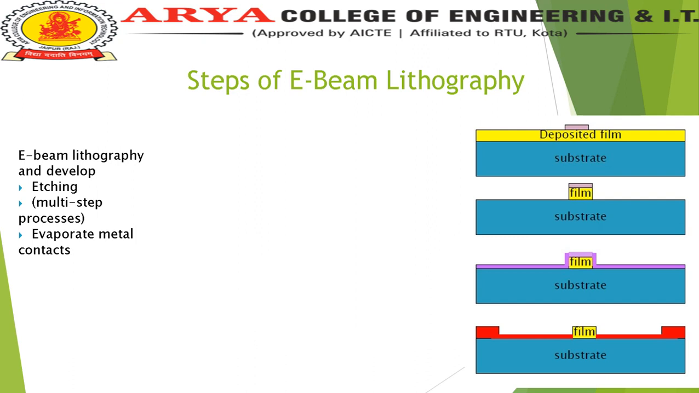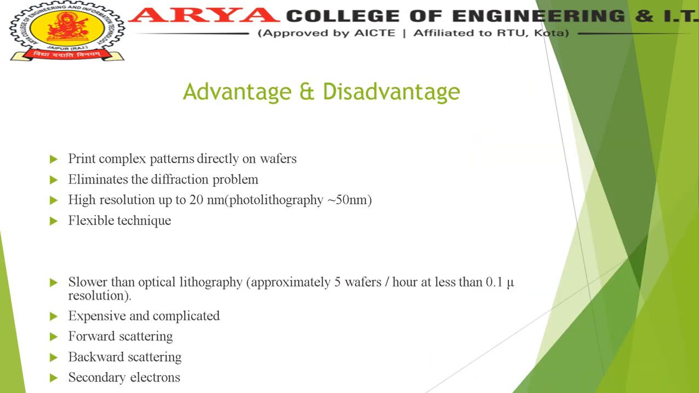These are the steps of electron beam lithography: electron beam lithography, develop, etching, multi-step process, evaporate metal contacts. So we are seeing the deposited film, which creates a film like this on the substrate, and this leaves a dielectric layer in that form. By etching we are removing this layer, and it will create a pattern like this. So this is the whole process of the steps of electron beam lithography.